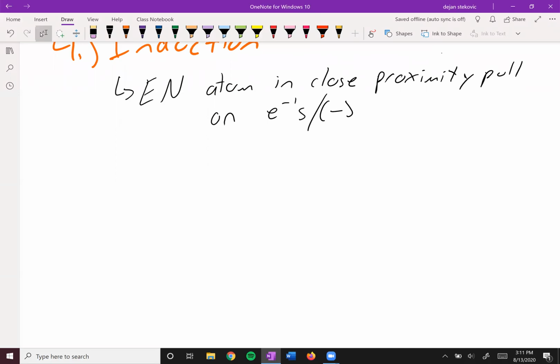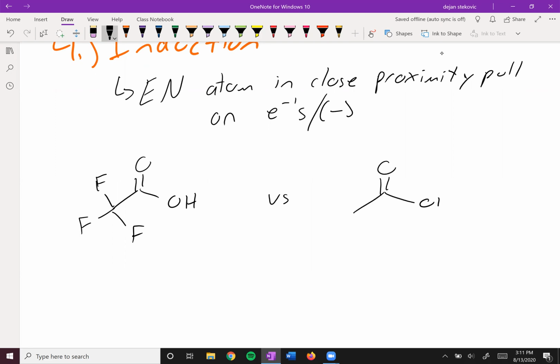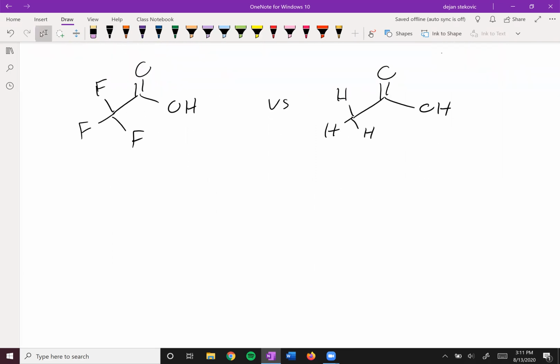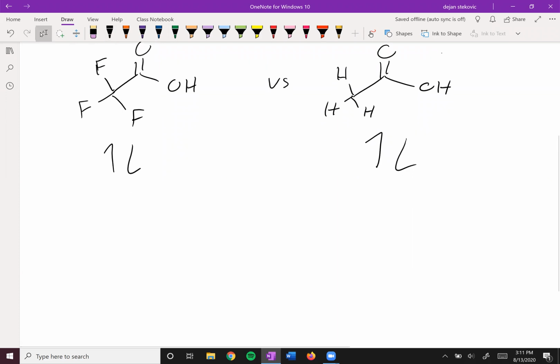So for example, if we had something like this carboxylic acid, except now instead of having 3 hydrogens here, we've got 3 fluorines here, versus just our regular old carboxylic acid, which just has our 3 hydrogens here. And so what we're thinking about here is deprotonating both of these, and we're going to take a look at how stable the conjugate base is.